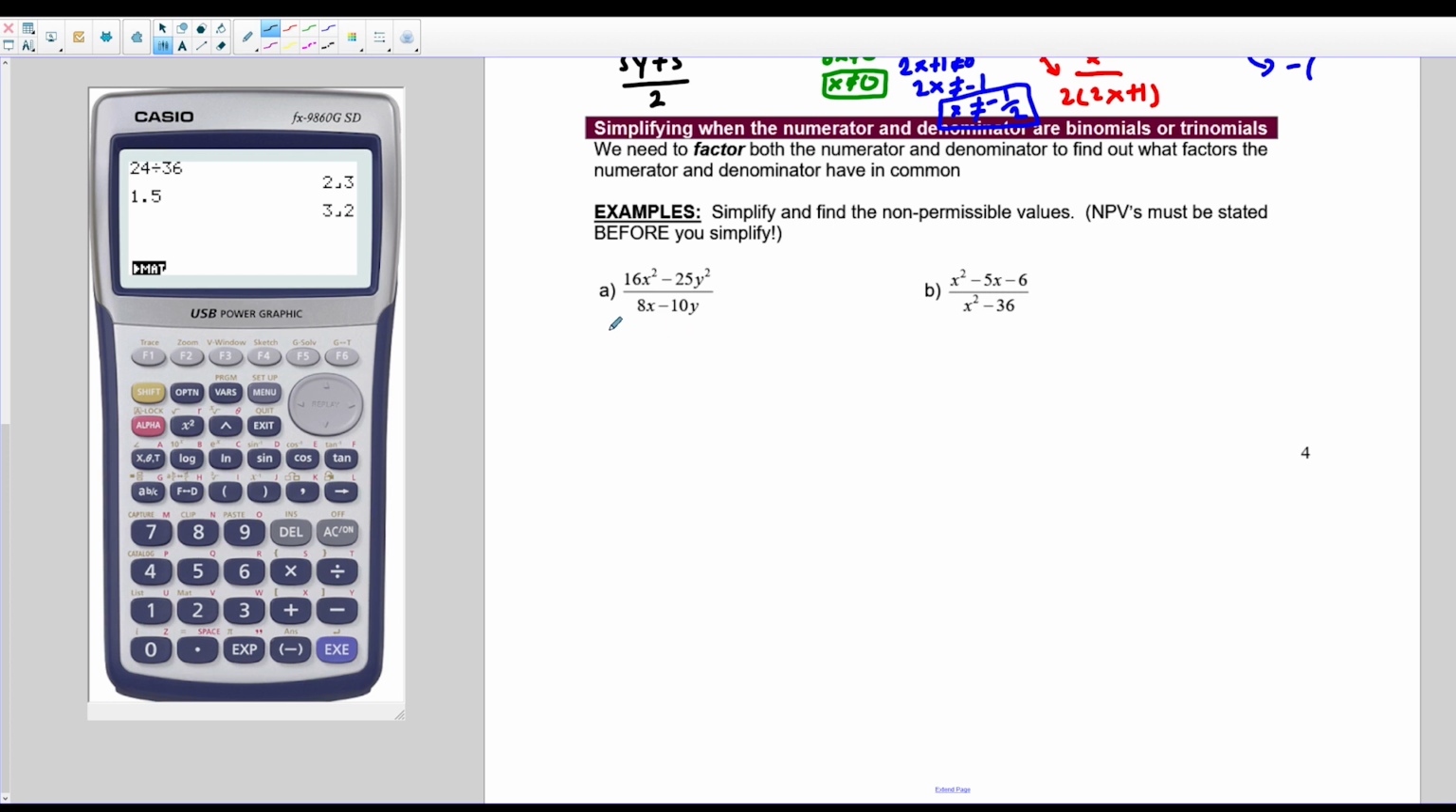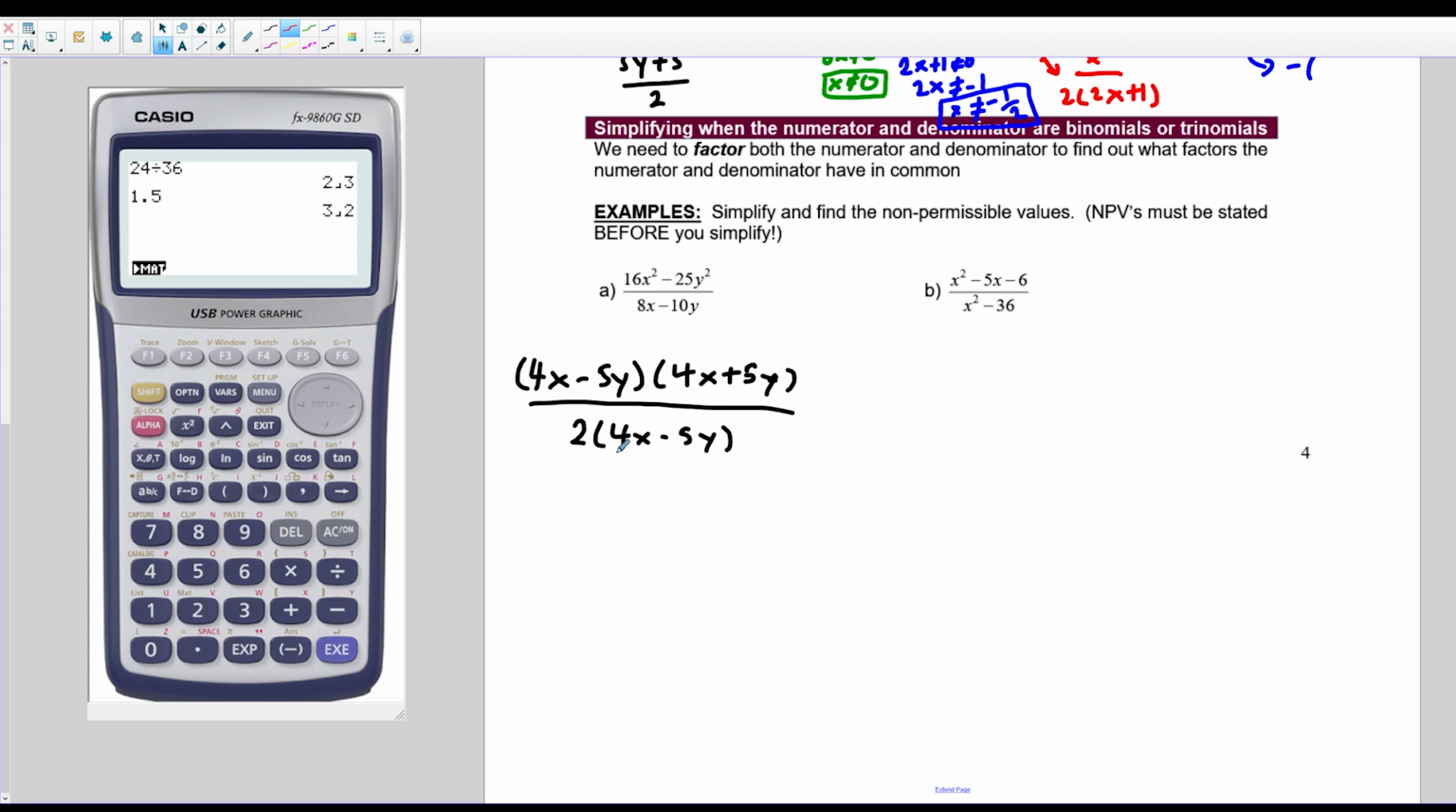In these next two examples, we'll notice that we need to factor both the top and the bottom. So being able to recognize certain factoring methods is really key to this section. Looking at our first example, we have a difference of squares up top. I can recognize this because 16x squared is a perfect square, 25y squared is a perfect square, and we have a subtraction sign in the middle. So I can factor the top as 4x minus 5y times 4x plus 5y. And then here on the bottom, I can factor out a 2, so I'm left with a 4x minus 5y on the bottom.